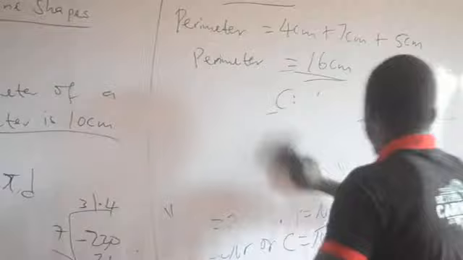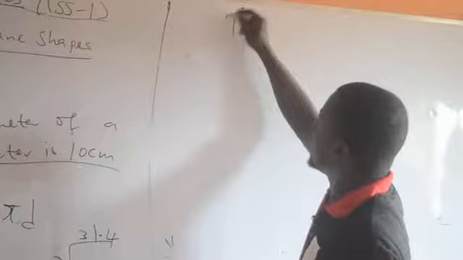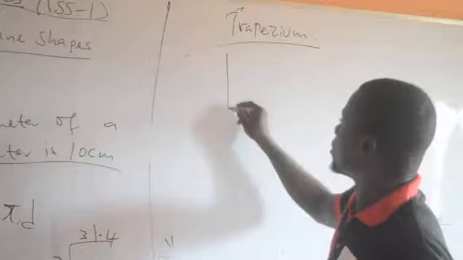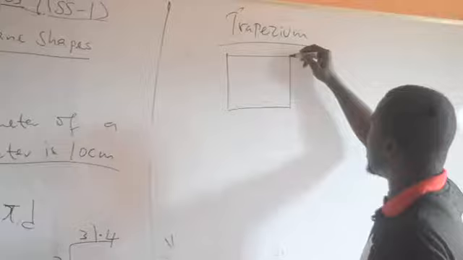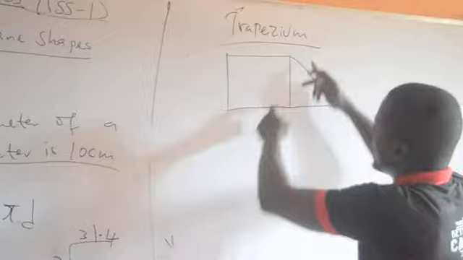Now, for trapezium and parallelogram, I want to show you something so that when you are practicing, you know what to do. For trapezium, this is the shape of trapezium. Trapezium is a rectangle and a right-angle triangle combined together.